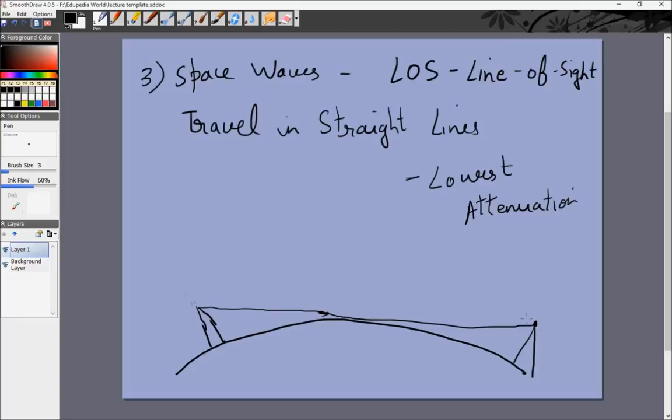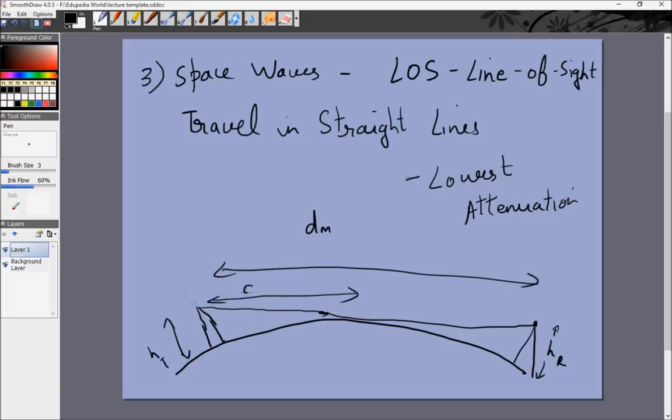Now we'll not go into the mathematics of it, but we'll just give you the formula. Let's say this is HR, the height of the receiver. This is HT, the height of the transmitter. This total is the maximum distance dm, which can be broken into two. This is dt, the distance of the top of the transmitter to the horizon, and this is dr, the distance of the top of the receiver to the horizon. All this comes about because of the curvature of the earth, remember that.